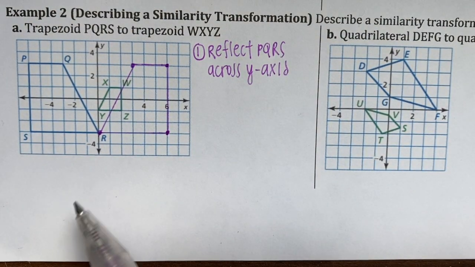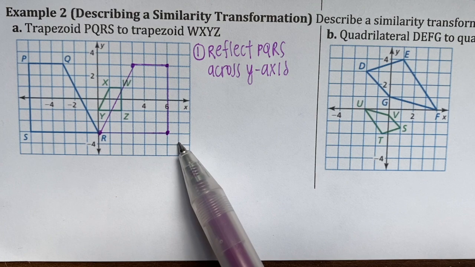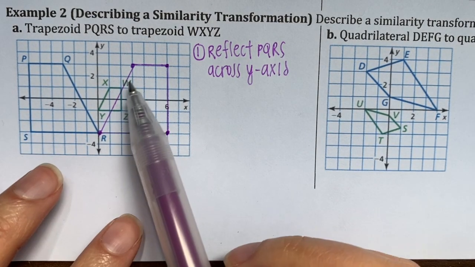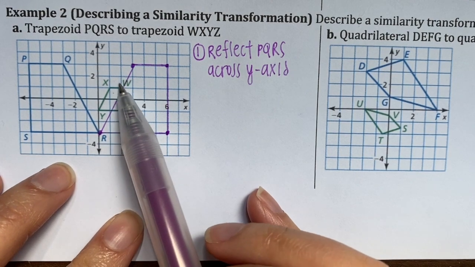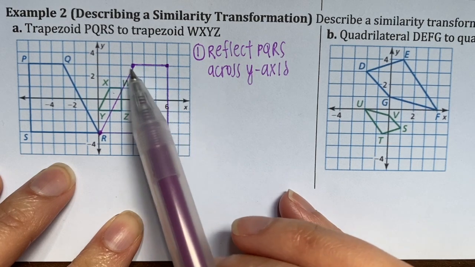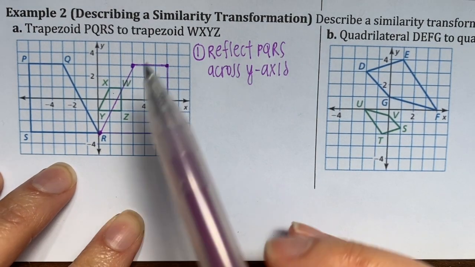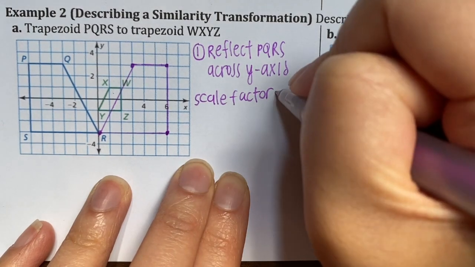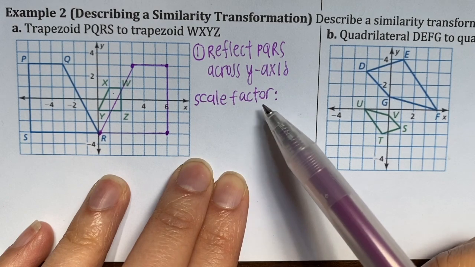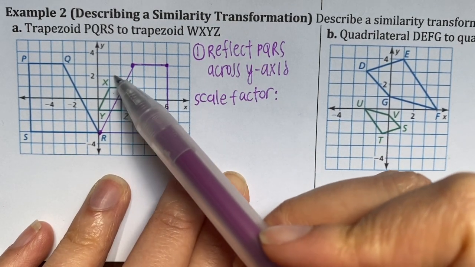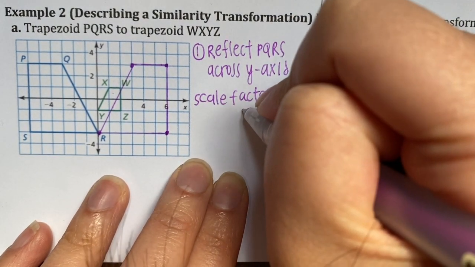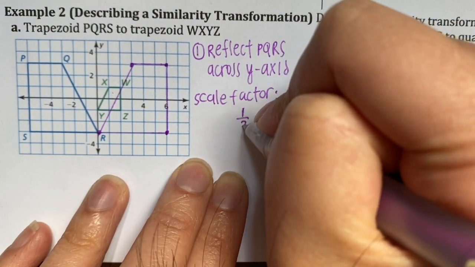All right, so I've performed the reflection across the y-axis. Now let's figure out what the scale factor is. I noticed that this top part of the trapezoid is 1 unit long, and the upper part of this trapezoid is 3 units long. So for the scale factor, we want to go from new divided by original. We have a desired length of 1, and our current length is 3. So we are going to have a scale factor of 1/3.